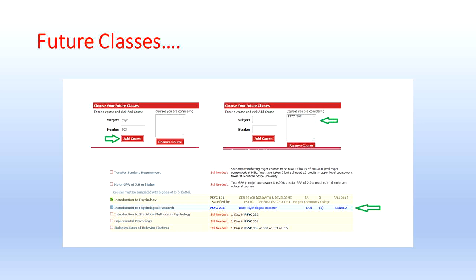If a student would like to run a What If audit which includes future classes or classes not yet registered for, the Choose Your Future Classes section can be utilized. Enter the course subject, number, and click Add Course. After completion, you will select Process What If. On your audit, the class will show as planned, highlighted in blue.